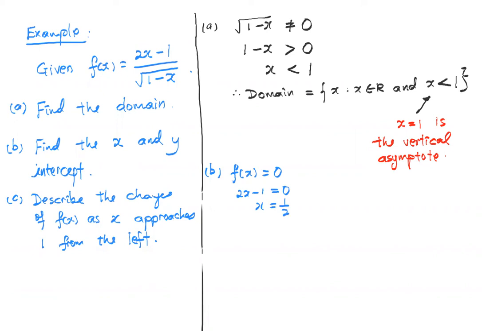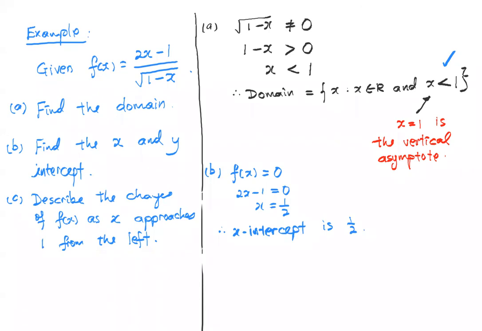Can it be? Is it within the domain? You have to be very careful. You have to refer back to your domain. Sometimes it's not within the domain, so there is no x-intercept. So you have to be very, very careful when you find the x-intercept. It doesn't mean that all cases will have an x-intercept. It depends on the domain. Do you get me? Okay, so therefore, the x-intercept is half. It exists because half is less than 1.